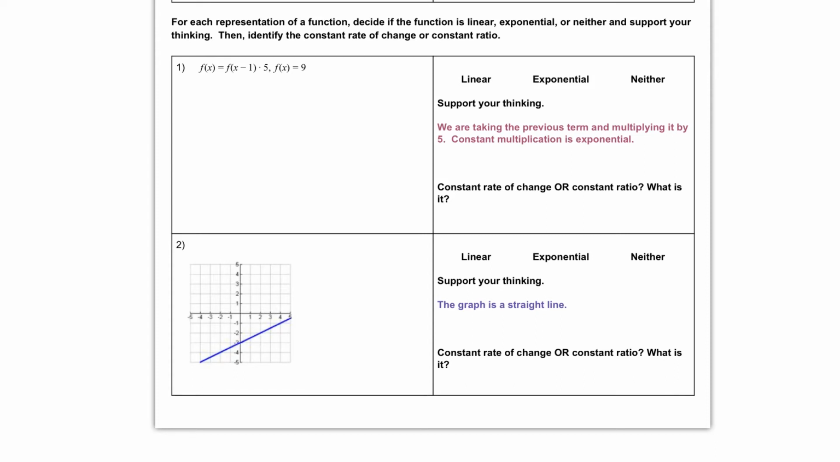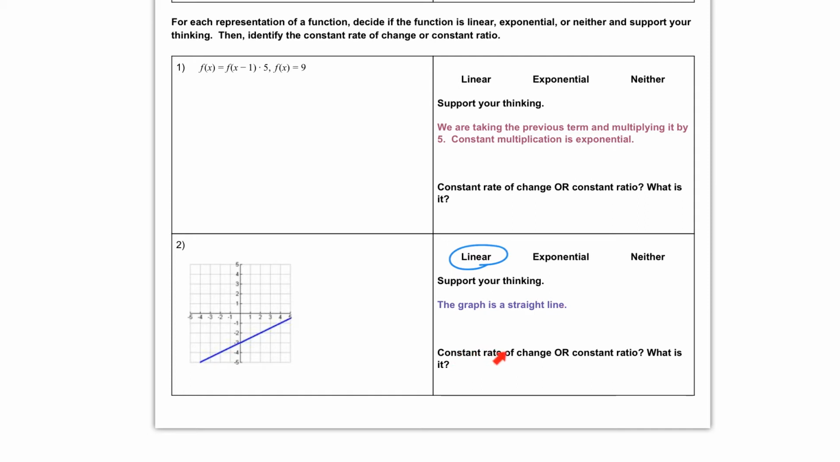For question number 2, if we take a look at the graph, we should notice that the graph is going up from left to right and it is forming a straight line. So because this graph is a straight line, we can say that this graph is linear. And the reasoning for that is that the graph is a straight line.